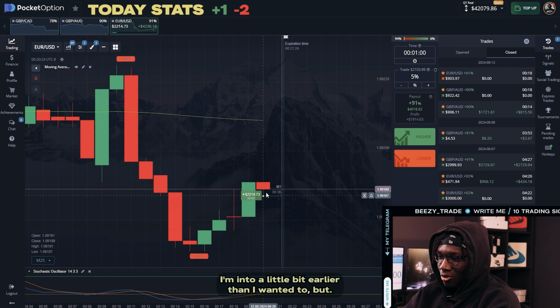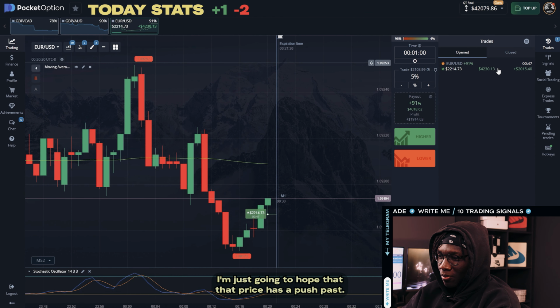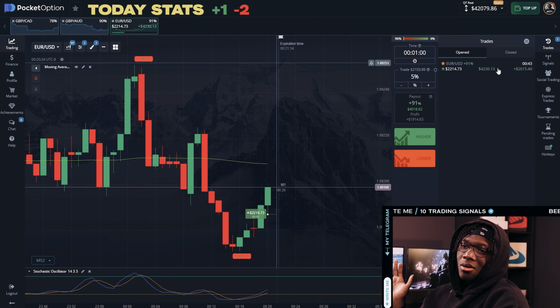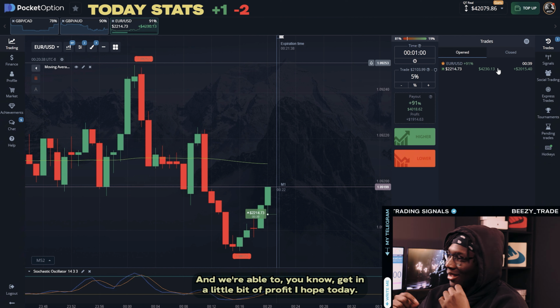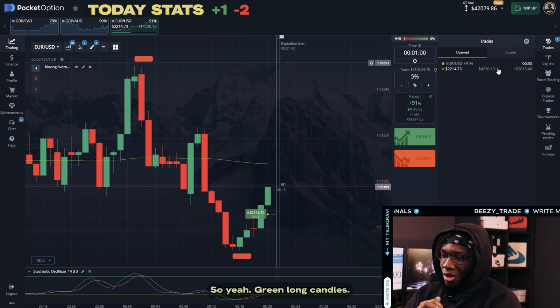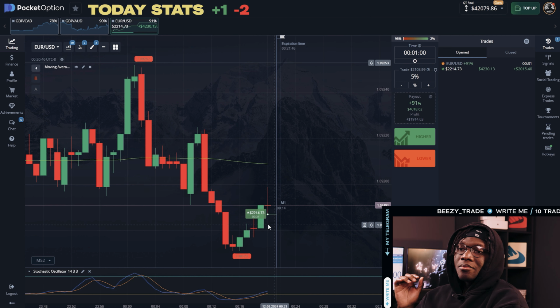Okay, I'm gonna enter a little bit earlier than I wanted to, but I'm just gonna hope that the price doesn't push past and we see that green. We see that green and we're able to get in a little bit of profit, I hope, for today. So yeah, green long candles, what I like to see when I'm trading.